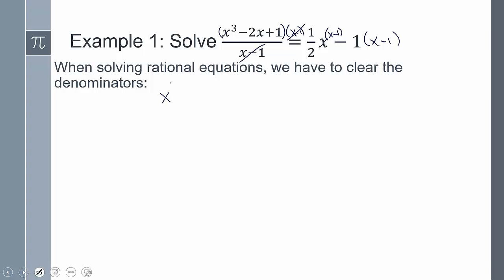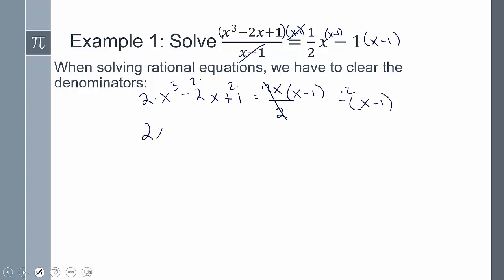So now I get x cubed minus 2x plus 1. And this equals, now it says 1/2 x, but I can look at that as x over 2. And that's times the x minus 1. And then minus x minus 1. Now I can multiply everything by 2. So times 2, times 2, times 2, times 2, and times 2. And so the times 2's cancel out there. So now I get 2x cubed minus 4x plus 2.